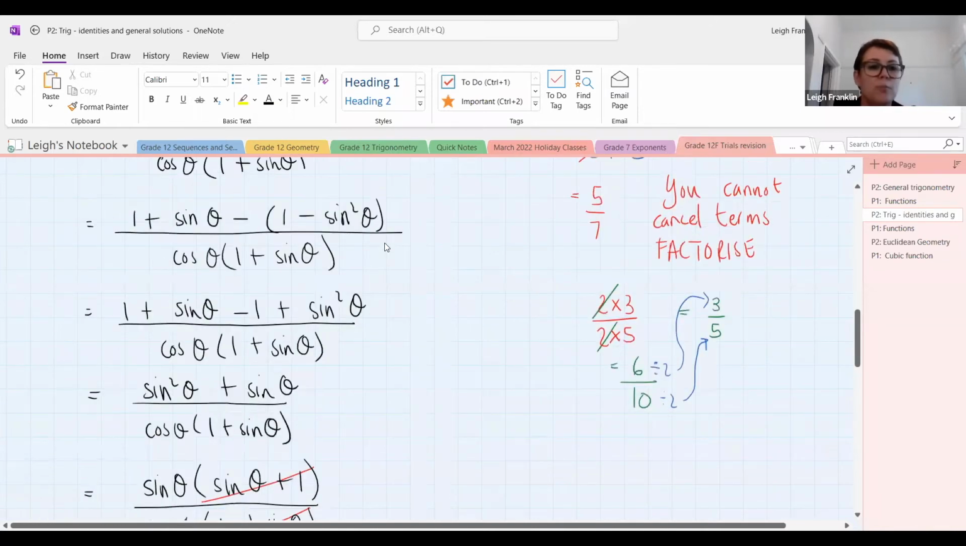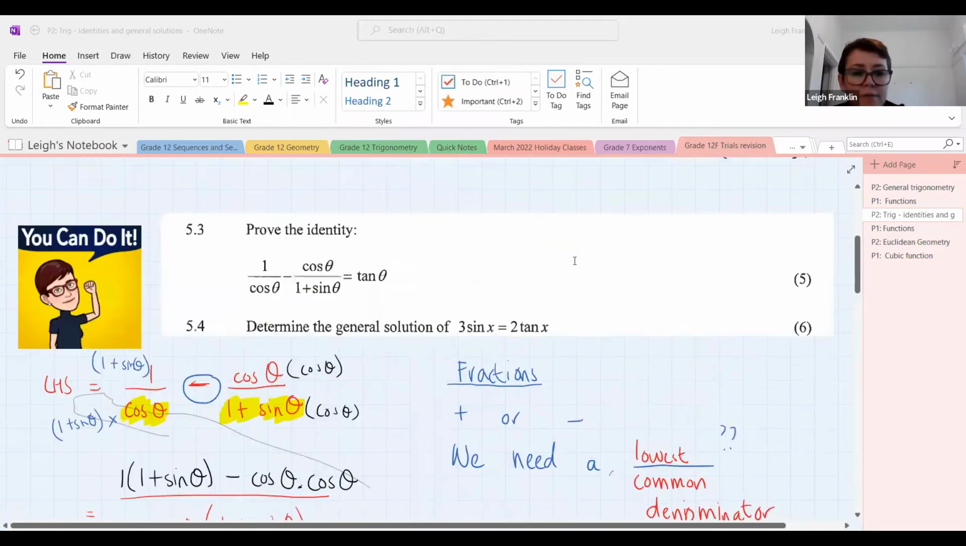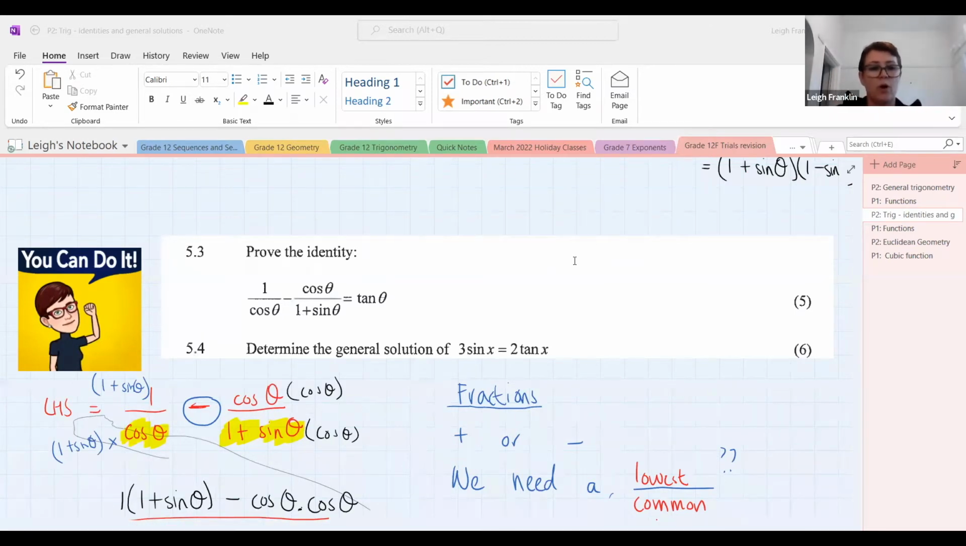So when we get to a point where we get stuck because we can't factorize, we need to think about applying an identity. It could be a compound angle identity, a double angle identity, the square identity, or the tan identity. We've got to think of one of those and try and figure out what it is that we're supposed to do. Okay, so that's an example of how we would prove that identity.